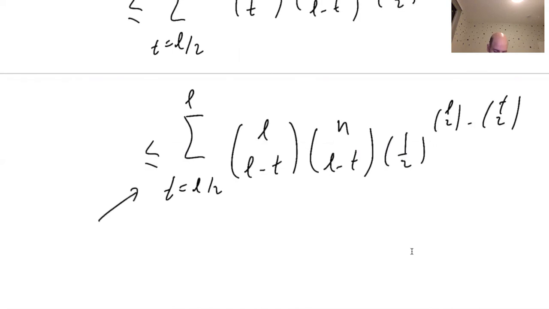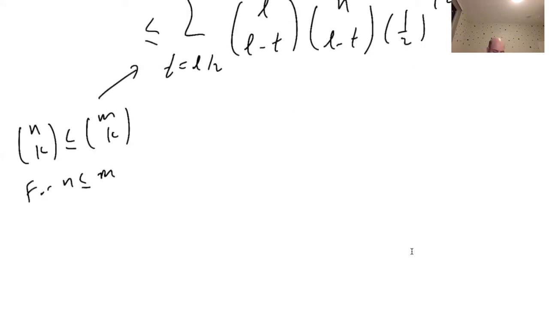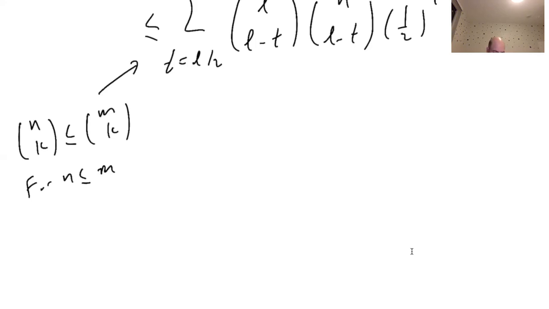At this point we use the fact that n choose K is less than or equal to m choose K for n less than or equal to m. You can easily see why this is true, because n choose K means n times n minus 1 down to n minus K plus 1, divided by K factorial. Now, if K is fixed, as you increase n to m, the denominator is still the same, the numerator increases, so the whole fraction increases. So this one is obvious.